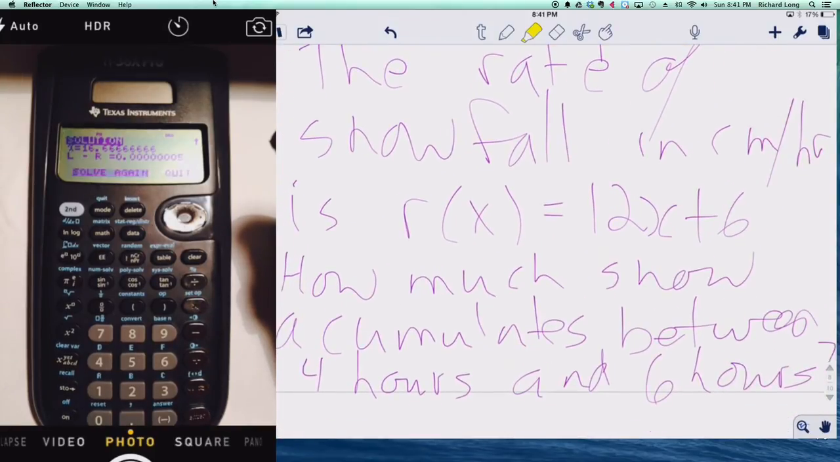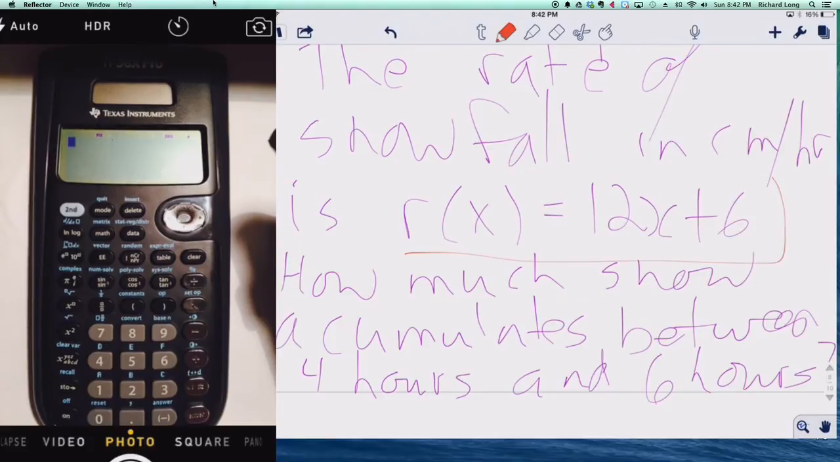So the rate of snowfall in centimeters per hour is r of x equals 12x plus 6. So how much snow accumulates between 4 hours and 6 hours? The storm clearly starts at 0 hours, and we want to know how much it accumulates. In this case, we're not doing derivatives, we're doing the integral, so area under the curve. Another way of asking this is what's the area under the curve between 4 and 6 hours, if this right here is our rate function.